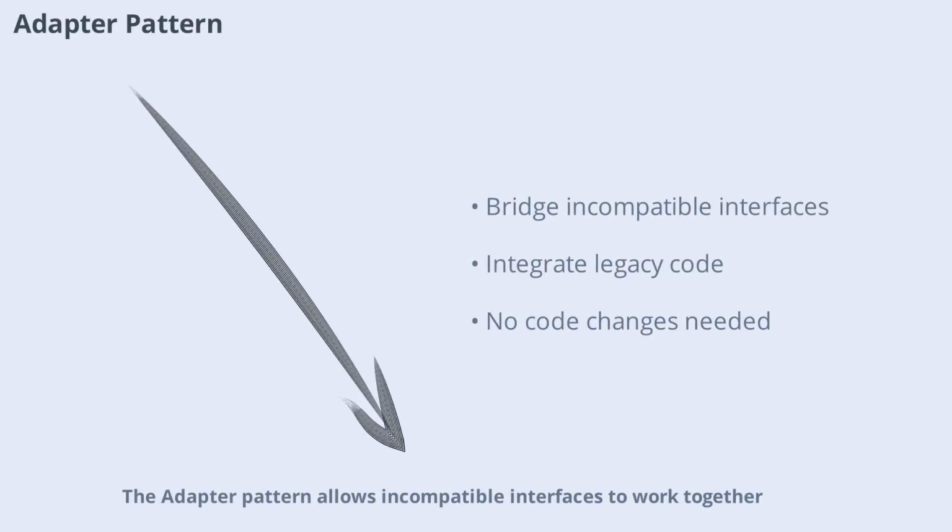The adapter pattern allows incompatible interfaces to work together. It acts as a bridge between two incompatible interfaces by wrapping one interface and making it compatible with another. In Java, you might use an adapter to connect a new class to an existing system without changing the original code. This pattern is especially useful for integrating third-party libraries or legacy code.